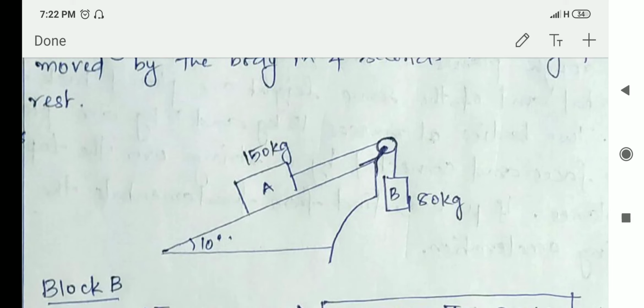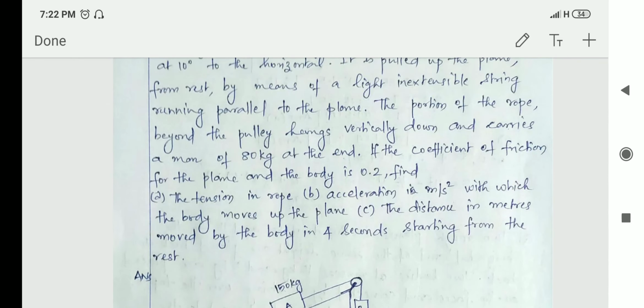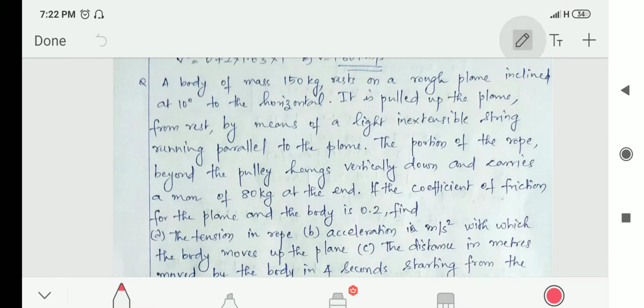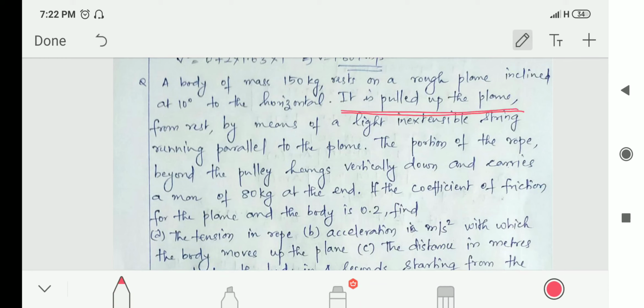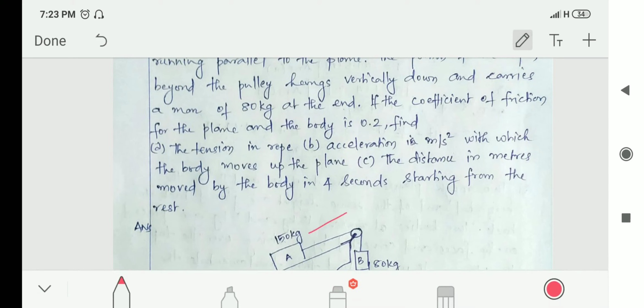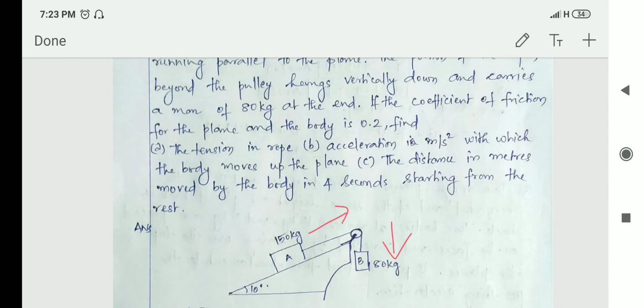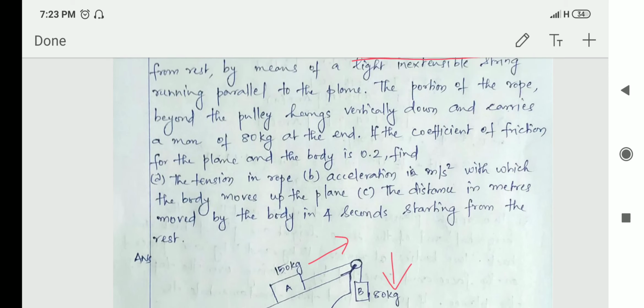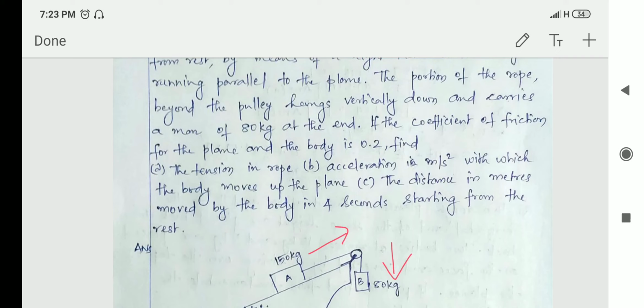So we read the question again. As we read the question, it is pulled up the plane. This is a striking point. A body of mass 150 kilogram is pulled up the plane from rest. So the motion direction is specified here: the 150 kilogram block is moved up. Now we need to identify the acceleration.